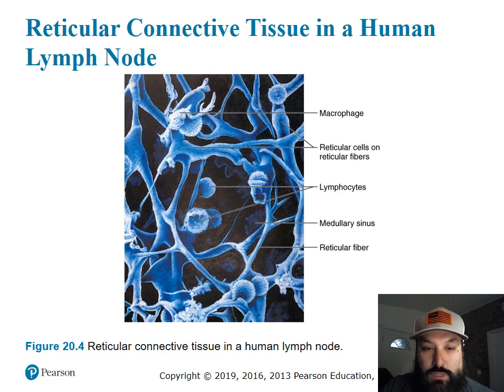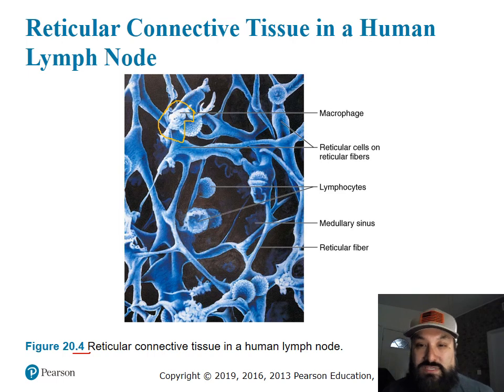So here, in figure 20.4, you find a picture of the reticular connective tissue, and we find this in a lymph node. You can see the lymph node here. There are a couple of things to look at here. One is a macrophage, right? There's our typical macrophage hanging out in reticular connective tissue, and we find this in the lymph node. This is really what you see in a lymph node.